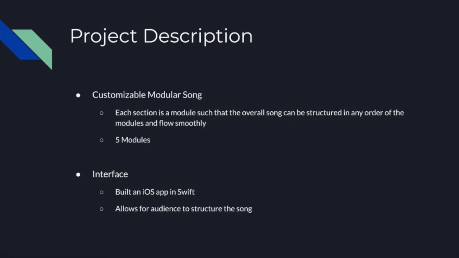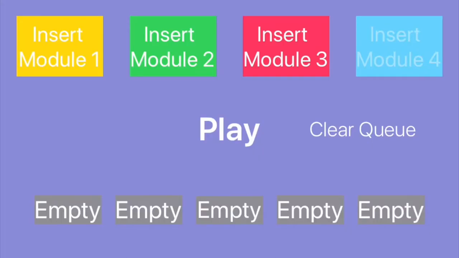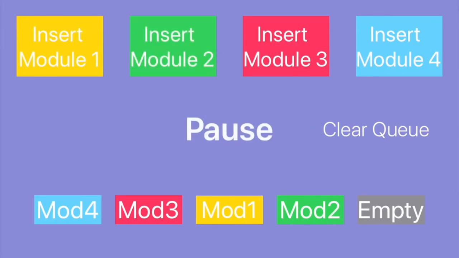I was inspired to do this project when I learned about the recording process of Good Vibrations by the Beach Boys in class. The sections within this song are very distinct because composer Brian Wilson wrote them independently from one another and physically spliced together the tapes in post-production. Fascinated by the modular process, I wanted to take this idea one step further and compose modules that could be structured in any order. The following is a demo of the app I developed to demonstrate my project.